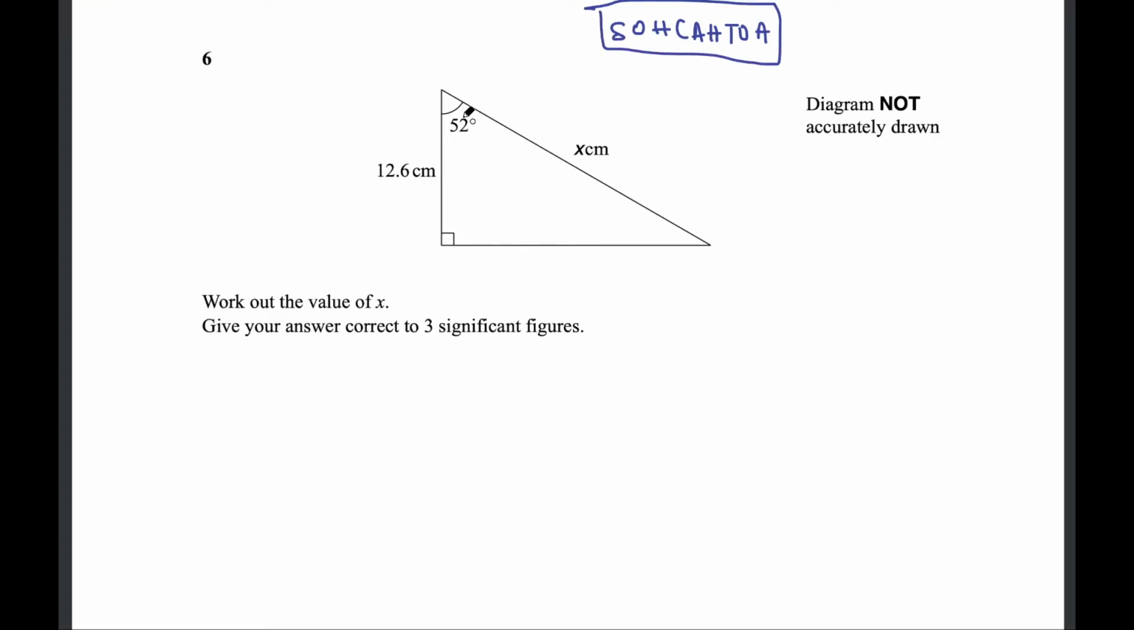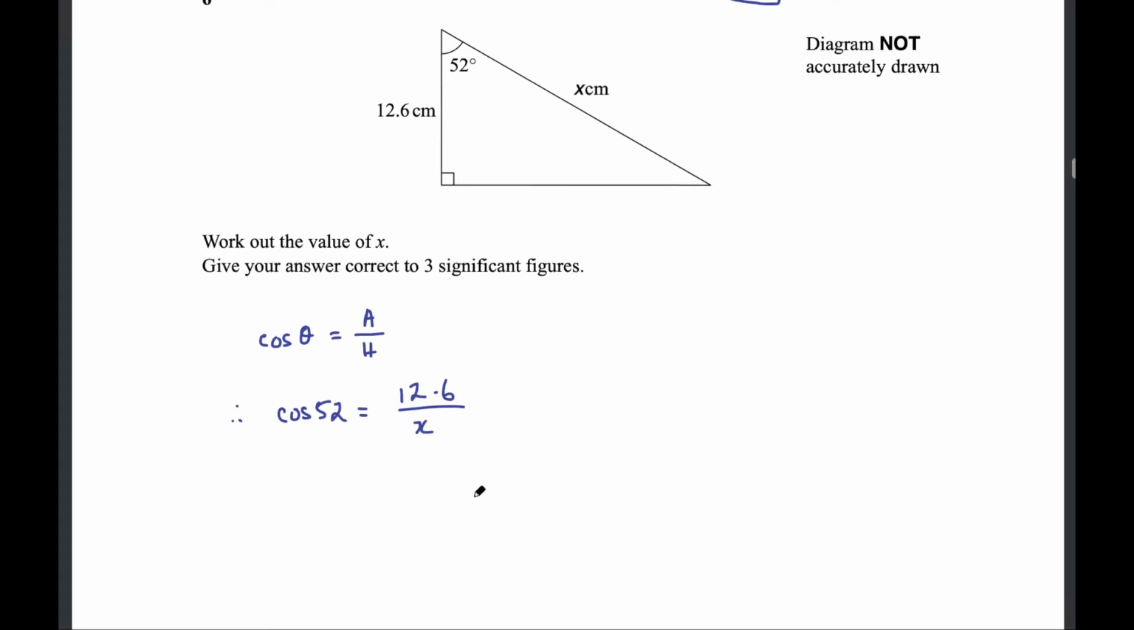Which one are we going to need here? Which ratio? Well, we have the adjacent side to the angle, and we have the hypotenuse. So therefore, we're looking at the cosine ratio, adjacent and hypotenuse. That's going to allow us to find x. So firstly, we could say that the cosine of theta equals adjacent over hypotenuse. So therefore, cosine of 52 equals 12.6 divided by x.